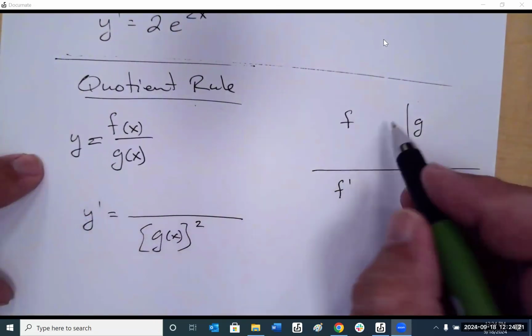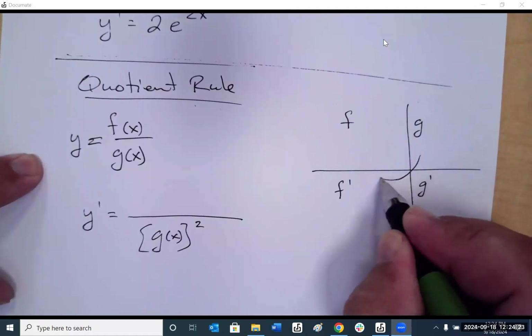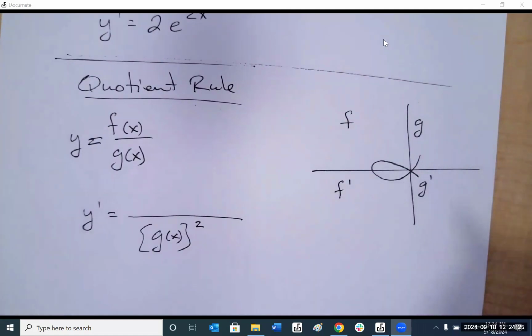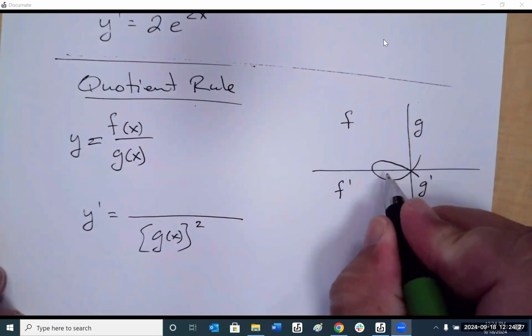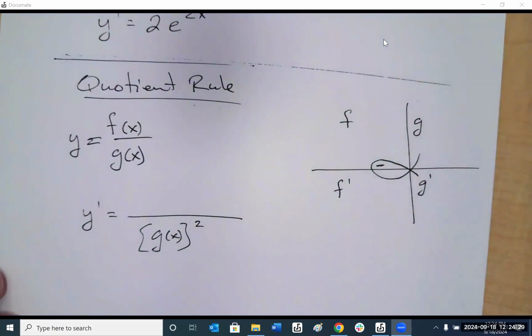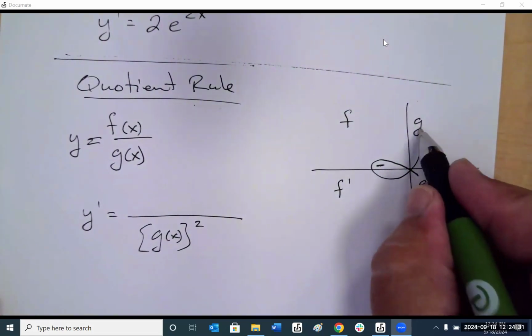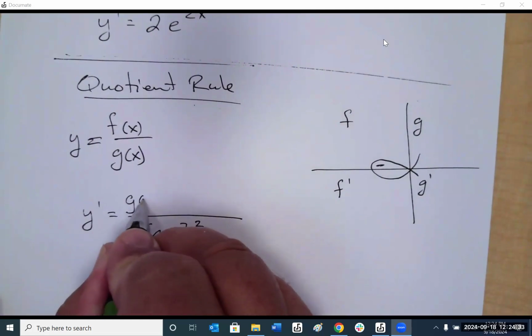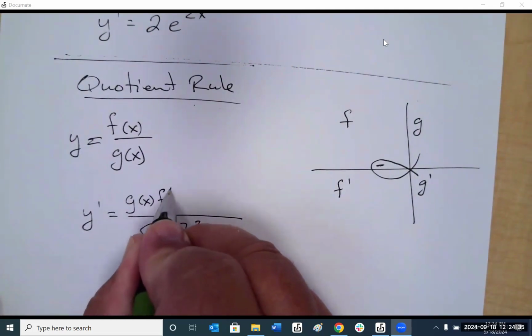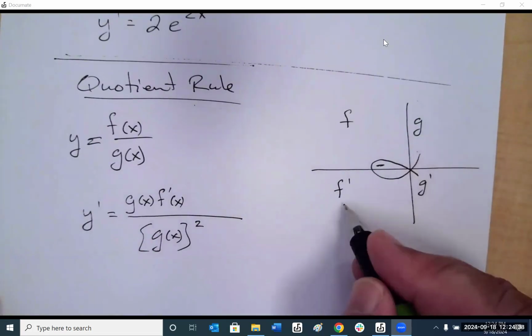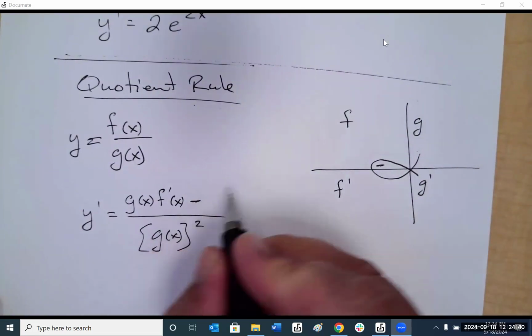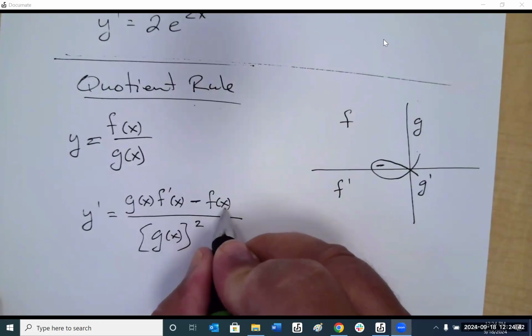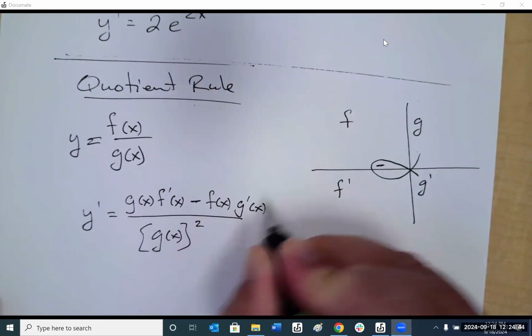Whatever's on the bottom. We do the same thing we did last time, but division makes things smaller. So we subtract. So we do g of x times f prime of x, minus f of x g prime of x. Those two.